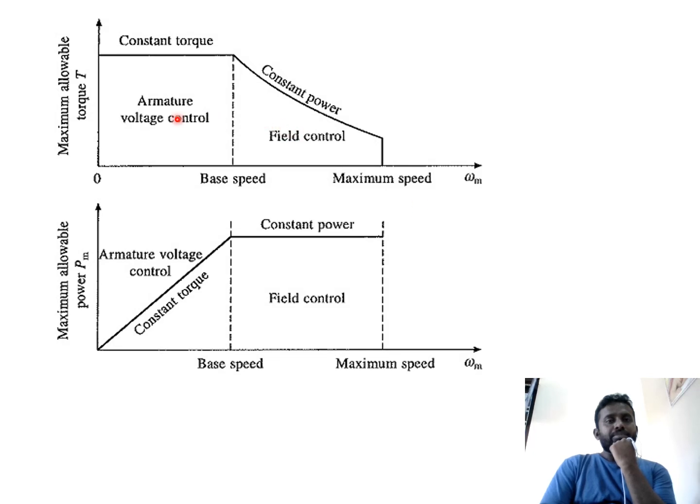So as you can see, with armature control you obtain speeds below the base speed, and with field control you have speeds above the base speed. This is the constant torque region, and this is the constant power region. It shows the variation of torque versus speed and power versus speed curves.